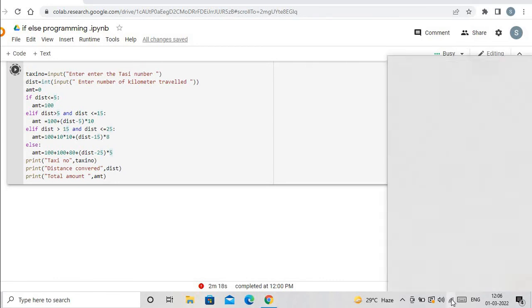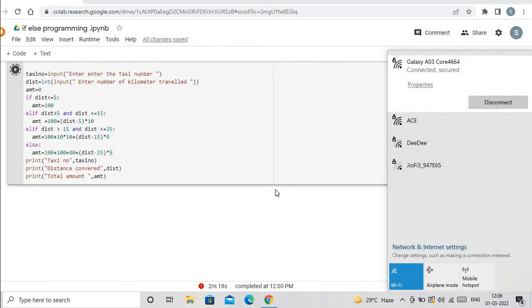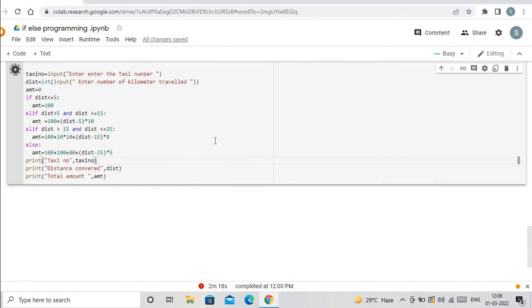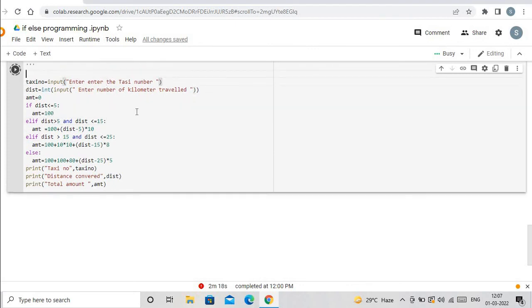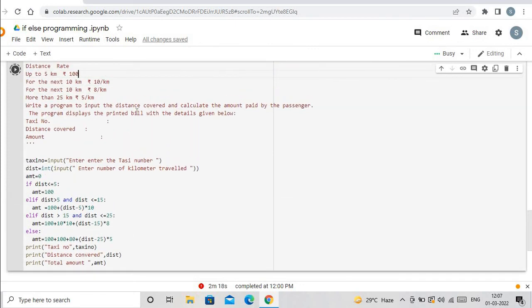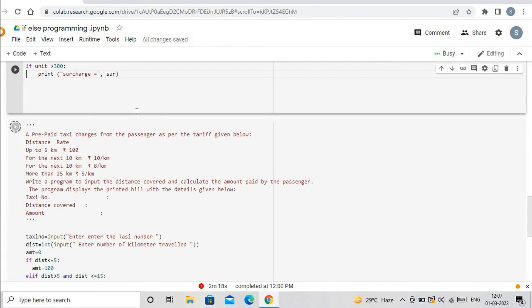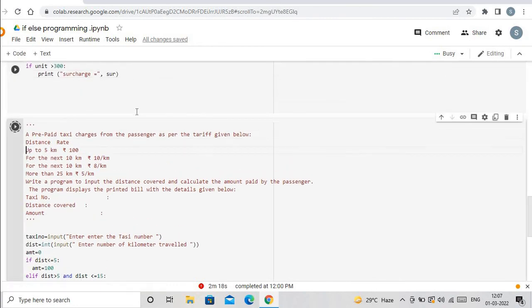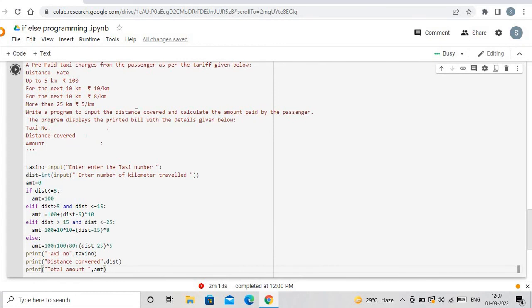Okay, let me see its connection. It's connected. Okay, so it's taking time. Run the program again.